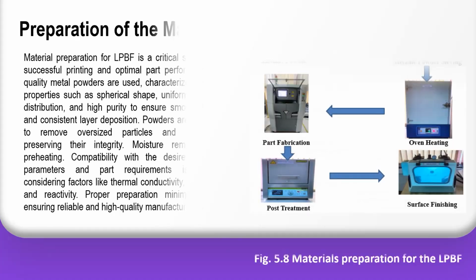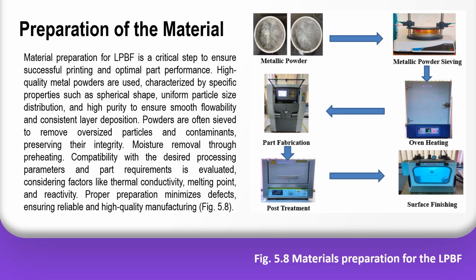So here are some of the preparation stages. I have the metallic powder, I need to go for the sieve shaking, then the overheating, then go for the printing of the part. This is the 3D printing setup that is in our place, provided by 3D Systems. Then we go for the post treatment and the surface finishing as far as the component manufacturing is concerned.